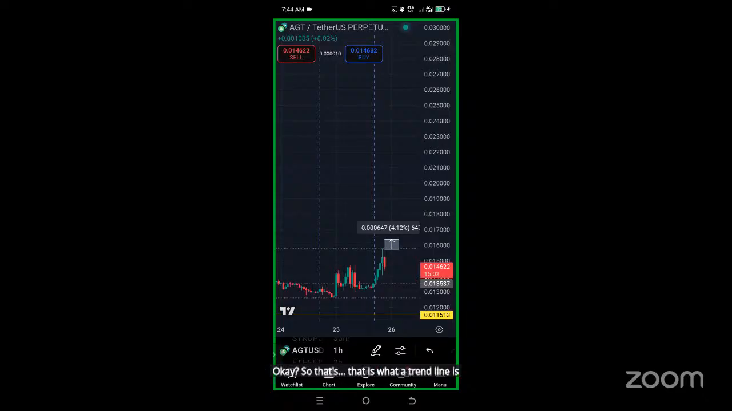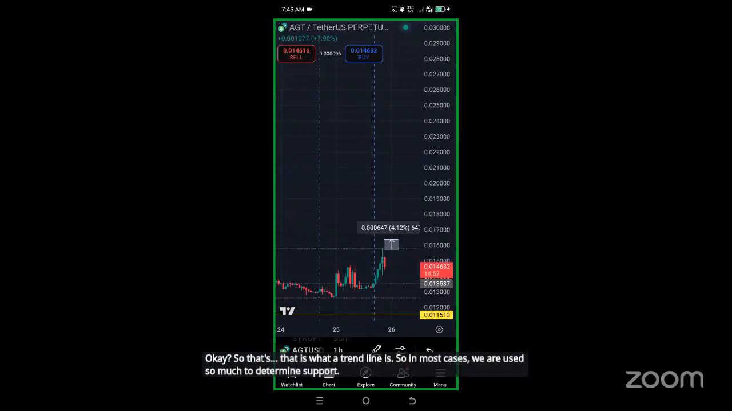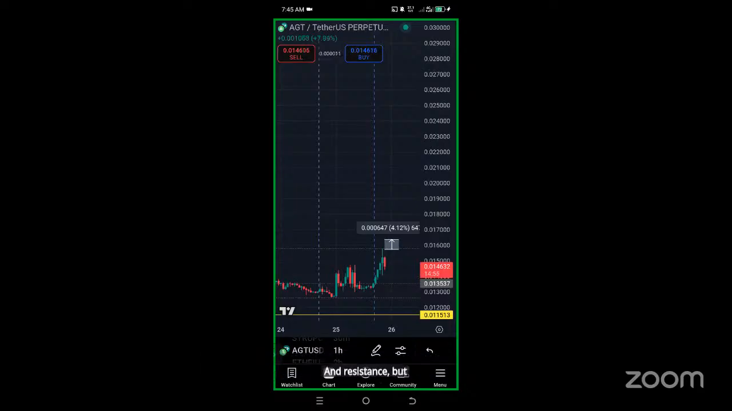So in most cases, we are used so much to the term support and resistance, but it means the same thing when you talk about trend line. So it is majorly intended to capture market movement basing on the previous performance, right? Previous market price movement, so that you're able to predict the future.